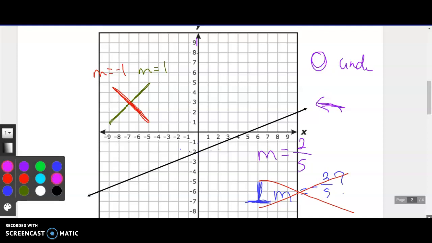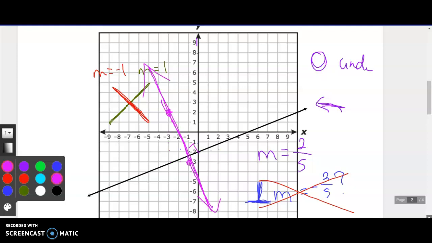So watch what we do if I pick any slope. And now I know I'm going to go down, but instead of down 2 over 5, what if we go down 5? 1, 2, 3, 4, 5, and over 2. 1, 2. Well, would you look at that? That's a 90-degree angle right there.